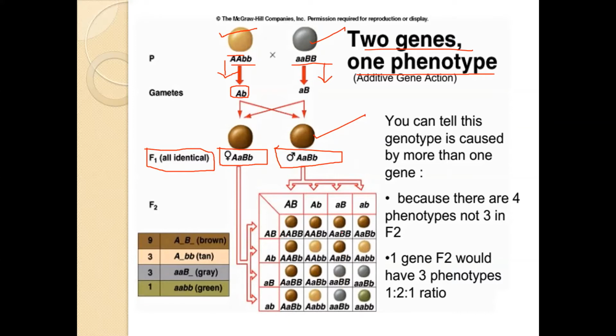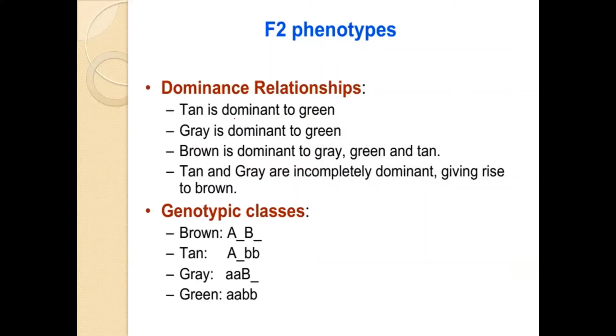So if we look at the colors, we will see the different genotypes. We can tell that the phenotype variation is caused by more than one gene because there are four phenotypes in F2, not three. If it were one gene, F2 would have three phenotypes, that is a 1:2:1 ratio. So what do we get from here? First we discuss this part. What are the different genotypic classes?